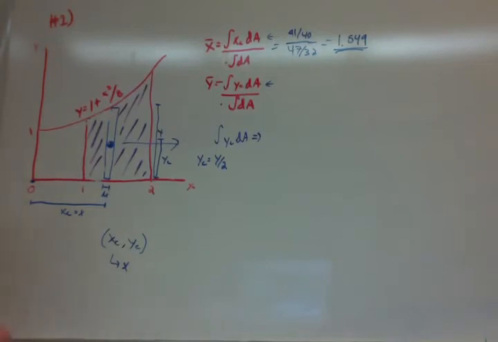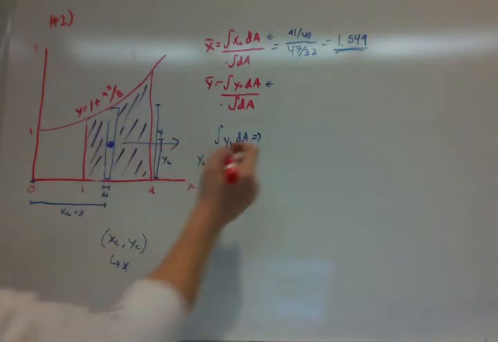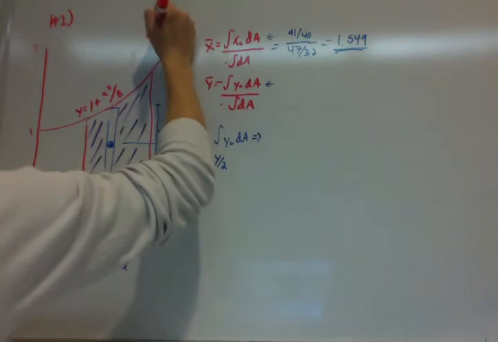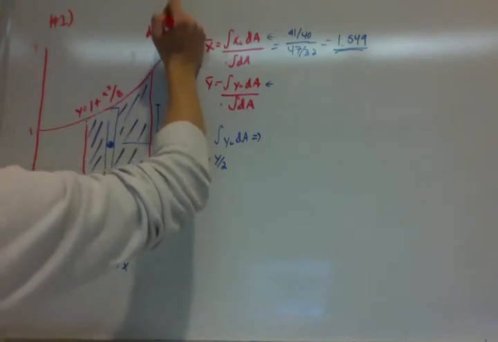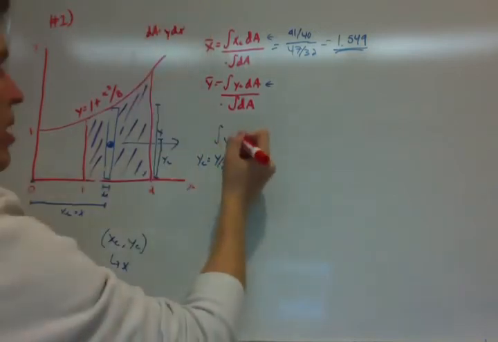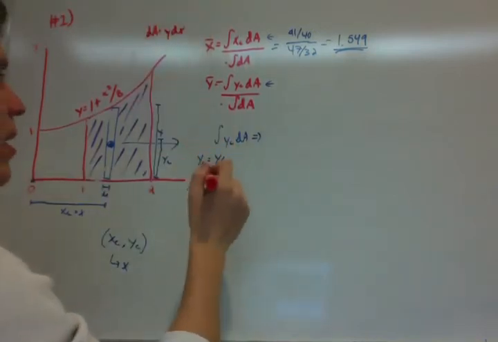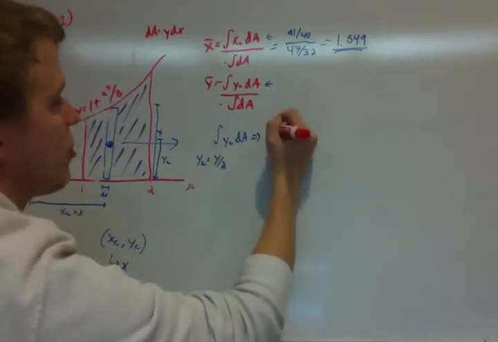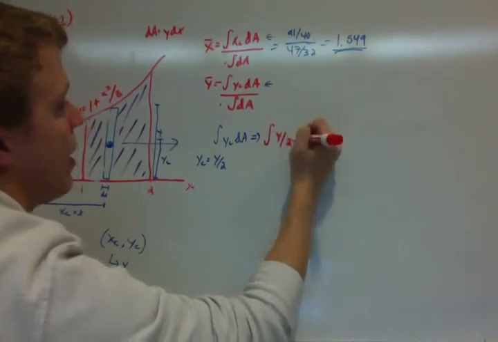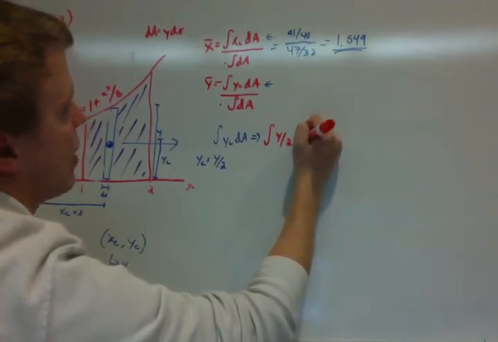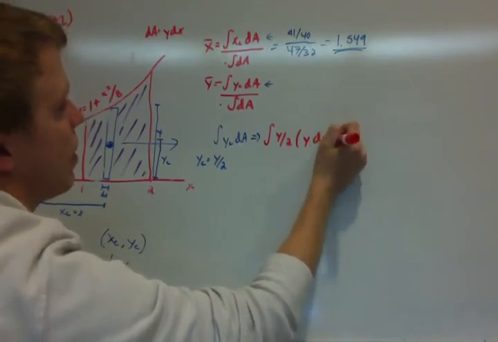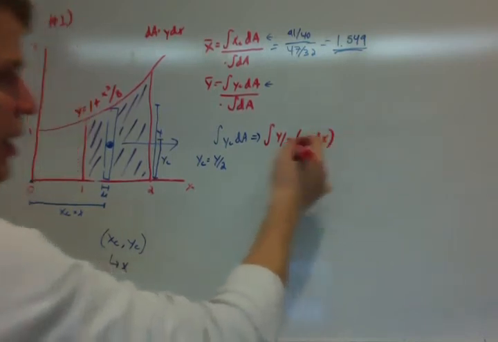Alright, so let's go through this. We know yc is y over 2. We know dA, well, I shouldn't have erased that, but dA equals what again? It was y dx, right? So we can plug in all of this stuff. So yc we said was y over 2, and then we're going to multiply that by our dA, which we said was y dx. And then we can plug in our y term, right?